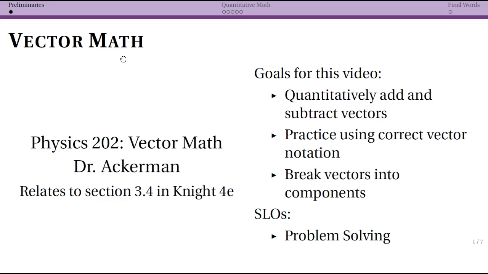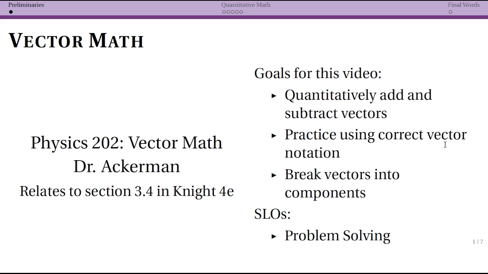This video is going to go through how we actually quantitatively work with vectors in terms of mathematical operations such as adding and subtracting. When I say quantitatively here, I mean that in contrast to the graphical methods that we've done so far. A big part of this is going to be using correct vector notation, practicing that in terms of using the right notation for vectors, their component vectors, and the components themselves, i.e. the magnitudes of the component vectors.